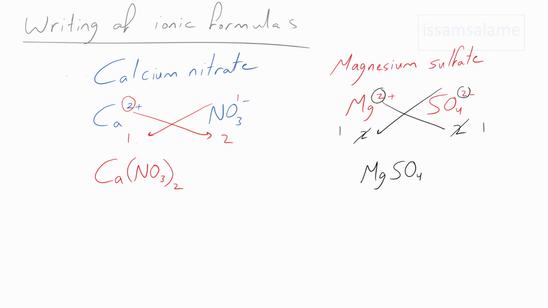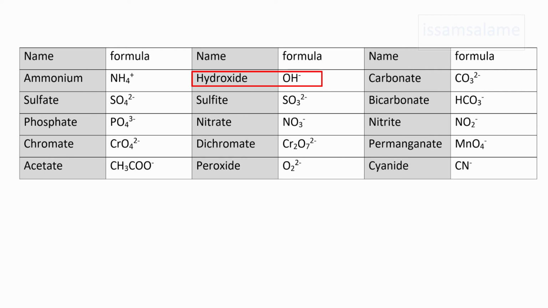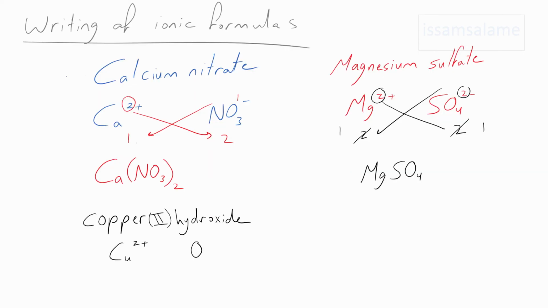A third example with polyatomic ion, copper 2 hydroxide. Copper 2 means that copper has a charge of 2+. Hydroxide, we have to look at the polyatomic ions table. It's OH-. We write the two ions, we swap the charges, then the formula is going to be Cu(OH)2.